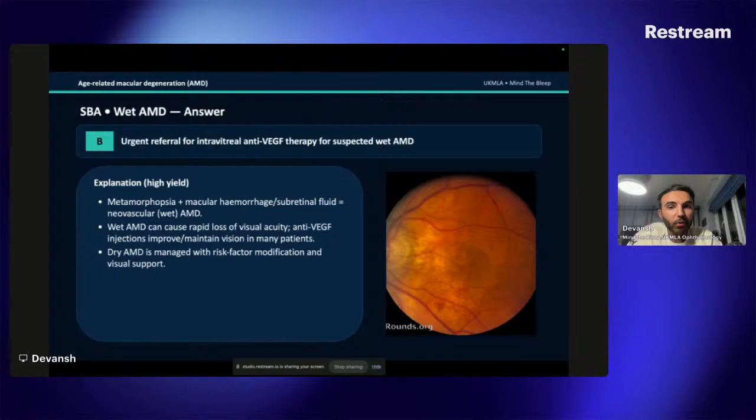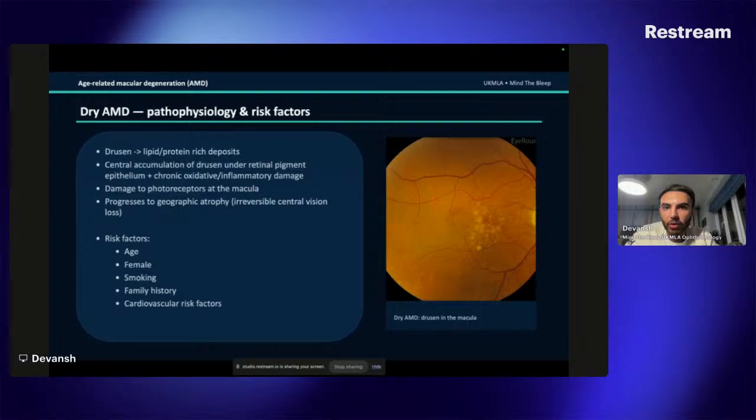Plus or minus, we can also get macular hemorrhage taking place because of further neovascularization that occurs during wet AMD. So we'll discuss why dry AMD leads to neovascularization and hence wet AMD in just a second as well. Wet AMD itself can cause rapid loss of visual acuity, and anti-VEGF injections can improve or maintain vision in many patients, and that's why it's incredibly useful. Dry AMD is managed differently, which we'll have a look at in a second.